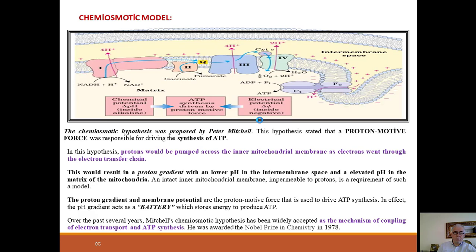In this hypothesis, protons would be pumped across the inner membrane as electrons went through the electron transfer chain. All the electron transfer chain reactions result in a proton gradient with a lower pH in the intermembrane space, and an elevated pH in the matrix of the mitochondria, which is a little bit basic compared with the intermembrane space.